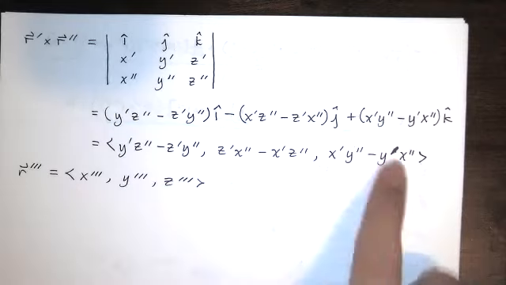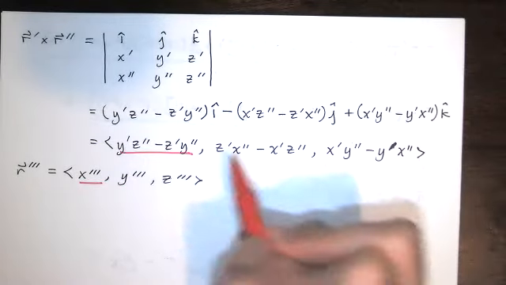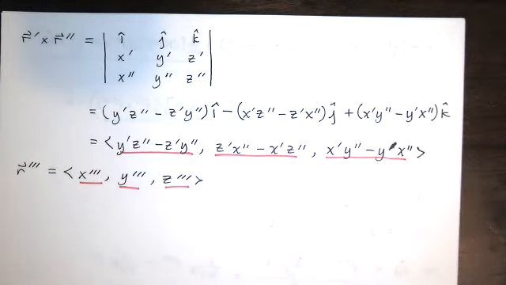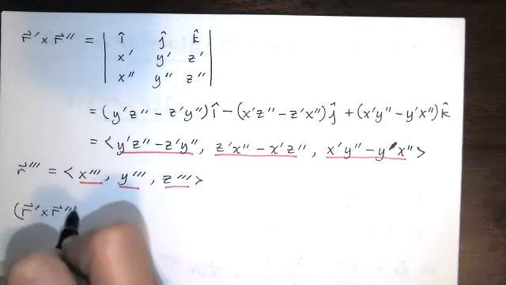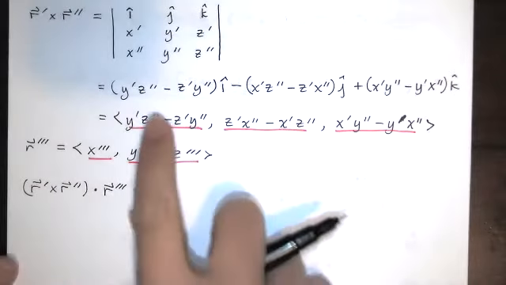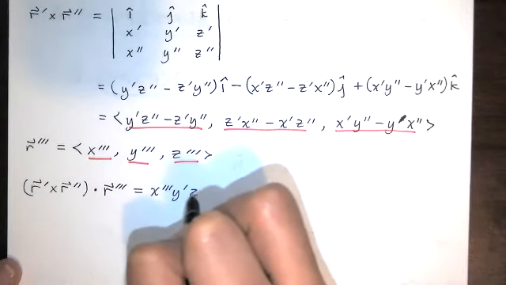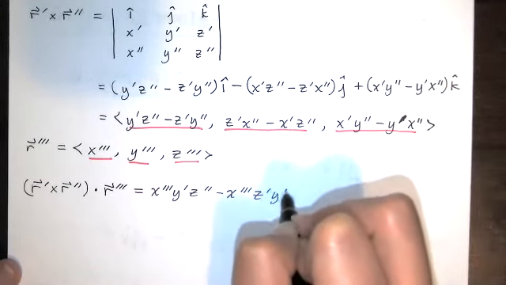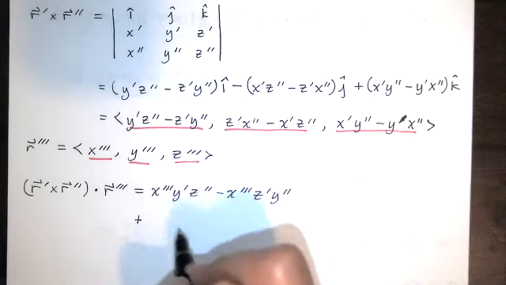So if I take the dot product of this with this, all I do is take the x component of this and the x component of this, and I add, and then I add the y component times the y component, and I add the z component times the z component. This is not the most elegant way. I'm sure there's a much more elegant way, but this is the way I thought of. So we're going to take this and multiply by x triple prime. And then we'll take this and multiply by a y triple prime.